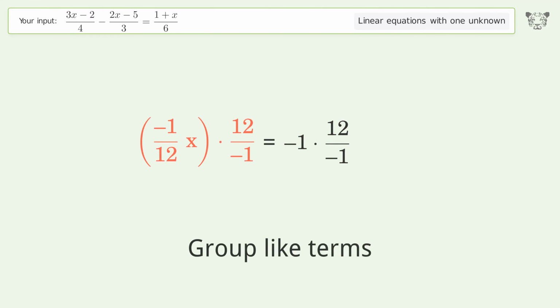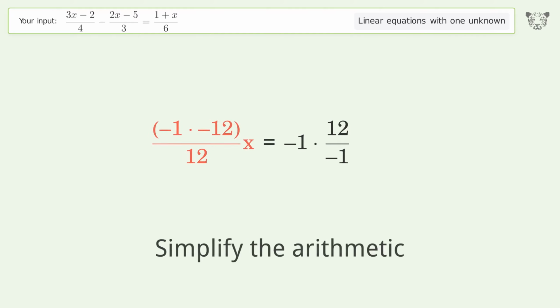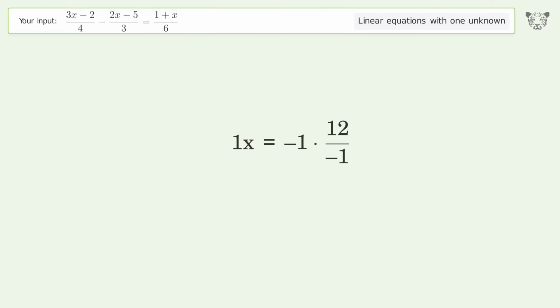Group like terms. Multiply the coefficients. Simplify the arithmetic. And so the final result is x equals 12.